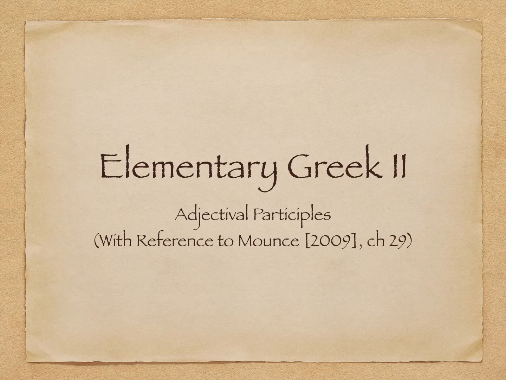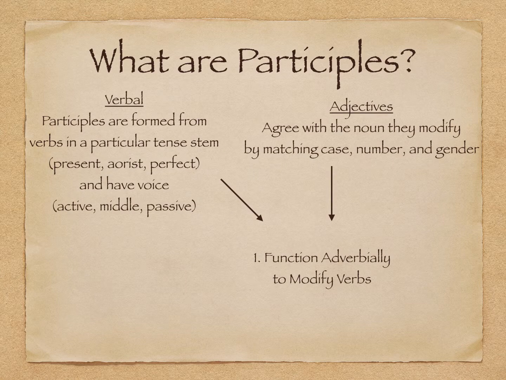When we think about participles, we have begun with the continuous or present participle. We've looked at the aorist or undefined participle. And both of these chapters have helped us to think about participles as verbal adjectives. They have qualities of both verbs and adjectives, and they have functioned adverbially, that is, to modify verbs. We've thought already about each of these participles, the continuous and the undefined, as modifying verbs.